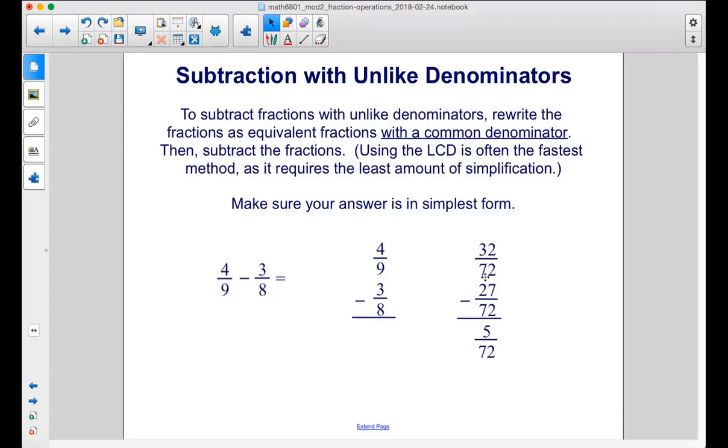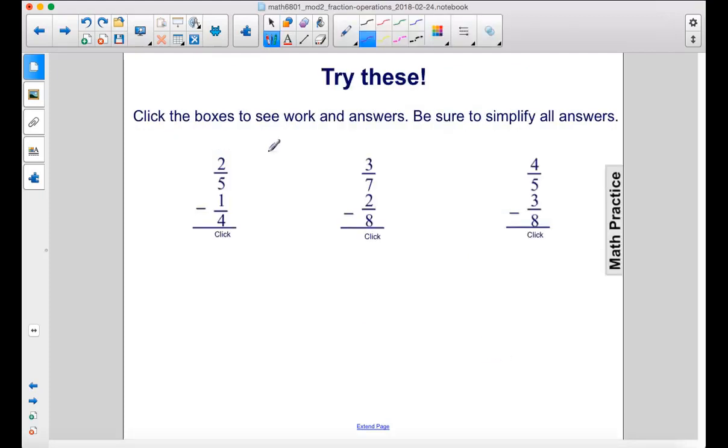So, we just find the common denominator by multiplying 9 times 8, we get 72. Then we figure out the numerators, and we subtract 27 from 32, and we get 5 over 72. Try these. Click the boxes to see working answers.